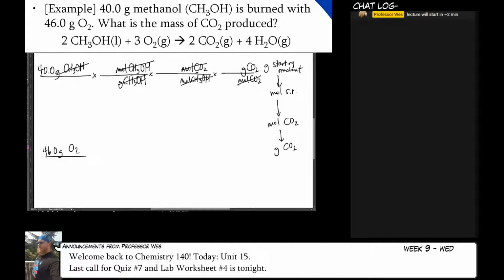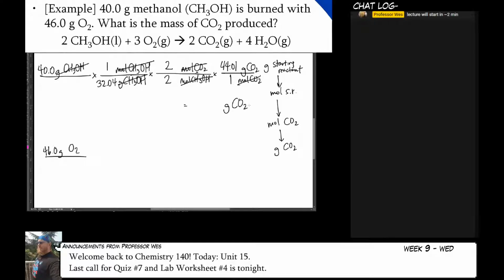How many grams are there in a mole? Use Lentech or the periodic table. So 1 mole of methanol is 32.04 grams. According to the balanced chemical equation, I put in 2 methanol and I get out 2 CO2. And in 1 mole of CO2, we have 44.01 grams of CO2.